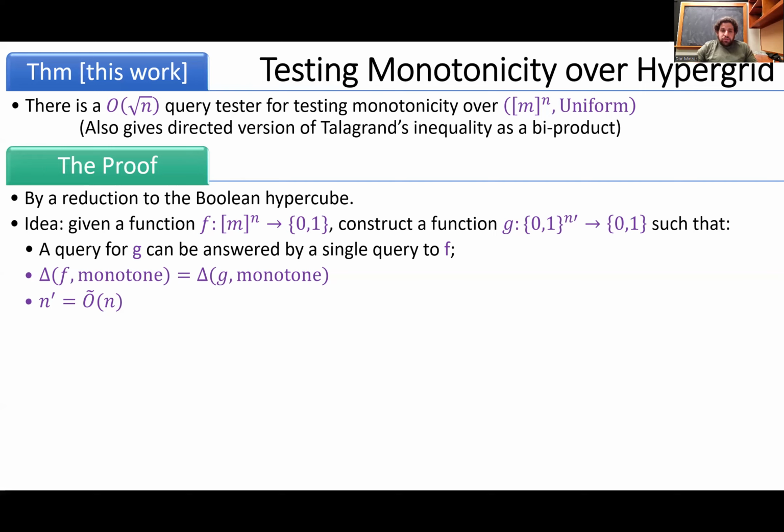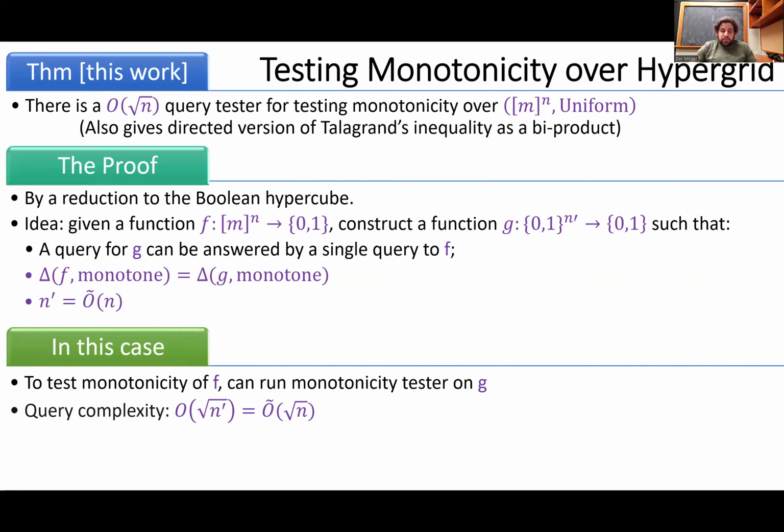And if indeed you manage to find such a construction of g that satisfies all of these properties, you can simulate the monotonicity tester for g using query access for f, and you can show that this would test monotonicity for f, and the query complexity would be root of n prime, which is the same order as root of n because we want the dimension to be roughly the same. So this is the approach that we try to take in this work. And of course, now the question is, how do you do this reduction?